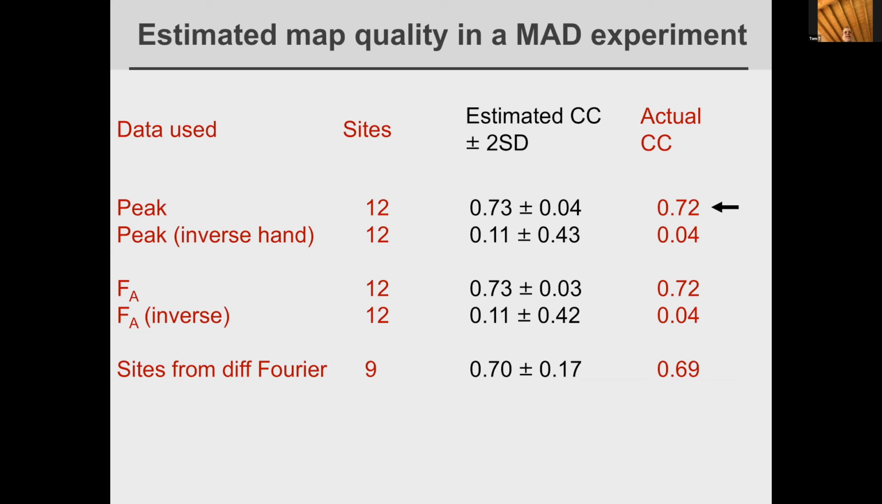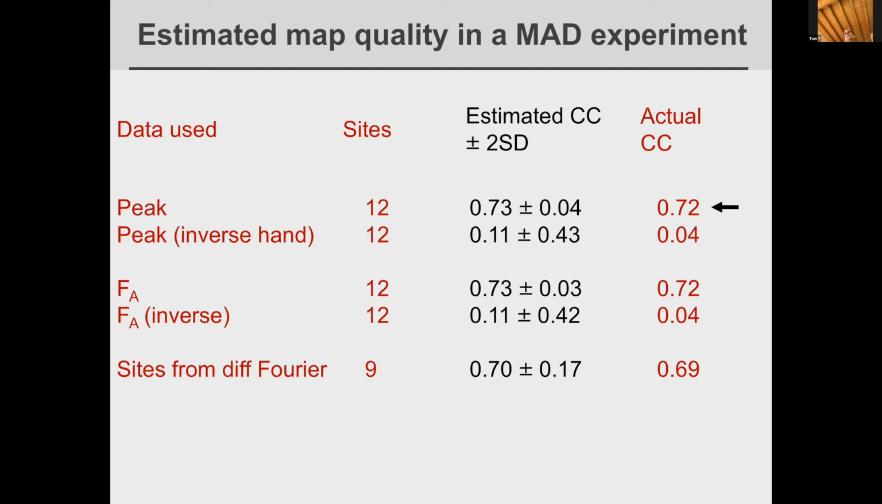The left-hand side is different data used to solve a structure, and then how many sites are there, and then the estimated quality of the map based on this skewness. And the right-hand column is how good it really is. And so the top one with the peak, estimated quality 0.7, actual quality 0.7. So if they're good, you can tell. If you go to the bottom, or one before the bottom, it says FA inverse. It says estimated quality 0.1 plus or minus 0.4. So that's the situation where you didn't really know if it was good or not good. And so that situation comes up too.